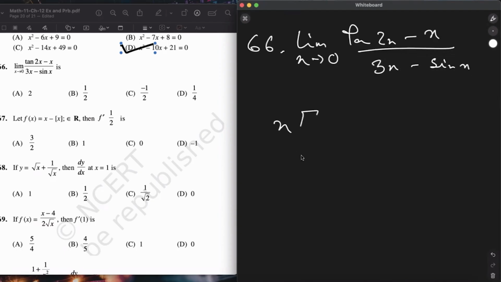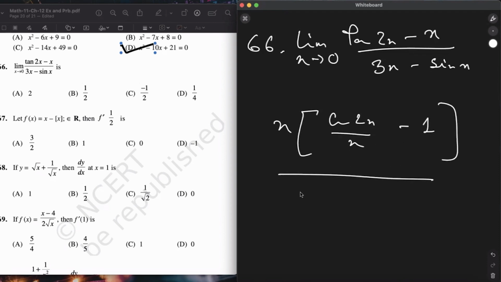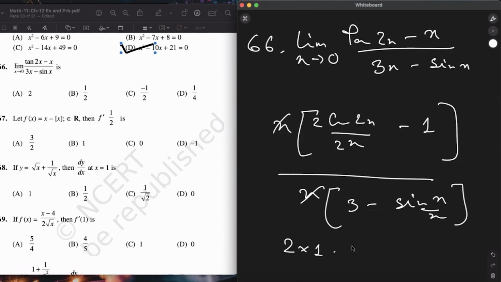So I can write this as tan 2x upon x minus 1, all divided by 3 minus sin x by x. I just put in the limits inside. Limit x is tending to a 0. So tan 2x by 2x will return a value of 1. So 2 into 1 minus 1 divided by 3 minus 1. All right. So 2 minus 1 is 1 and 3 minus 1 is 2. So 1 by 2 will be the answer for this one.